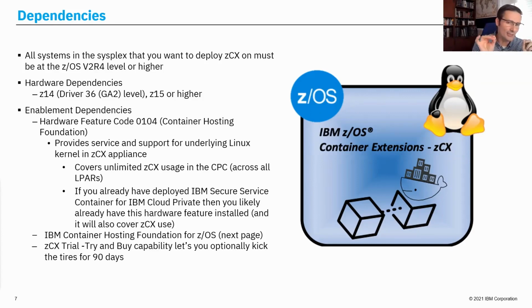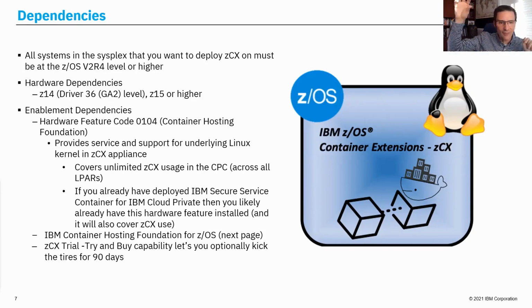The next thing you're going to need to know is that you need to be running on the right level of hardware. So the Z14 GA2, at least at driver 36 level, or a Z15, or whenever there are future hardware releases of zOS, those are the levels of hardware that you're going to need to be running.